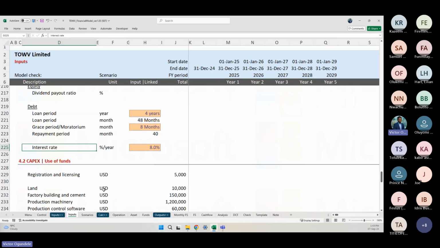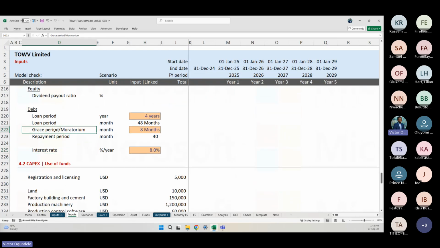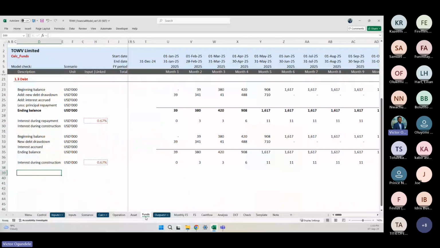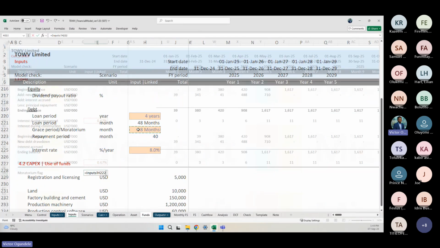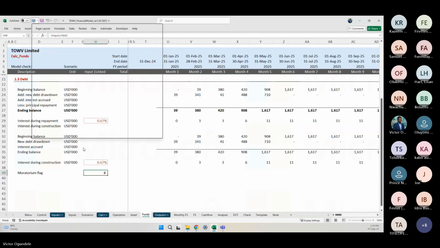Now we need our flag. We need our flag, which will be for construction, our grace moratorium period. So here I'm going to call this one moratorium flag. Okay, and I will link this to our moratorium months, which I think we have 8 months here.